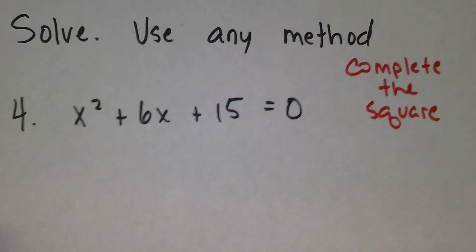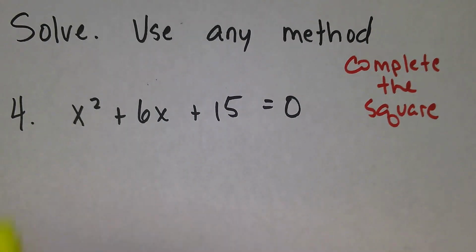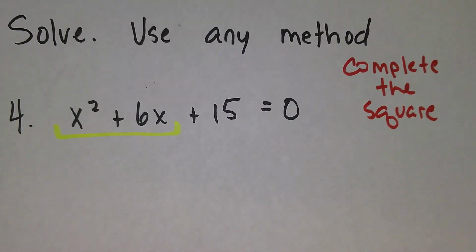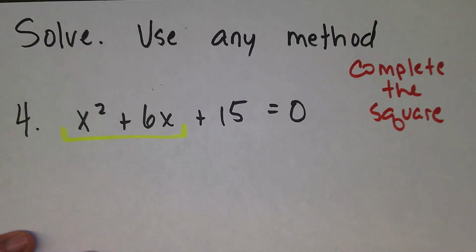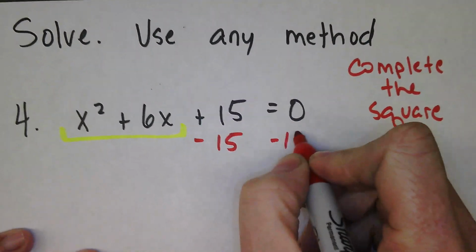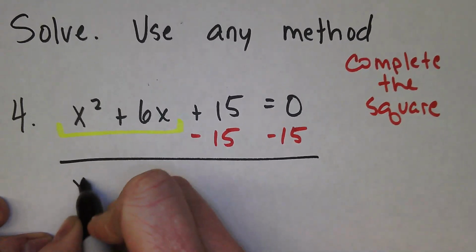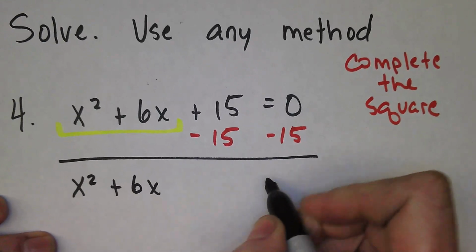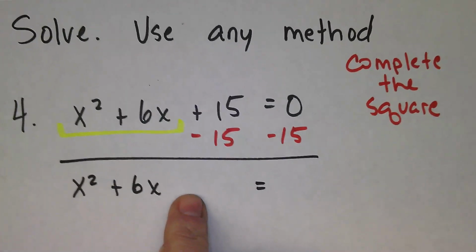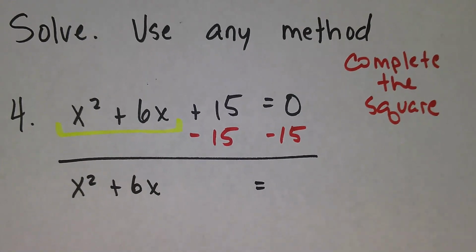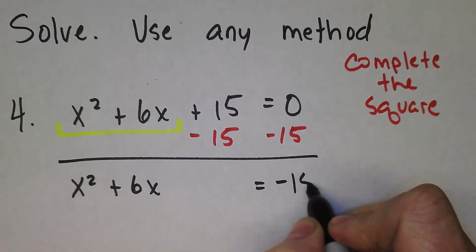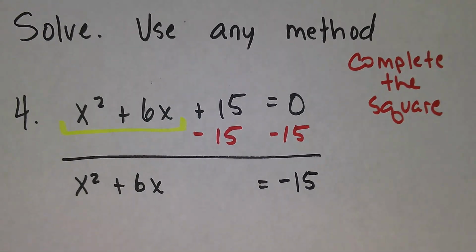So the first thing I want to do is isolate my x terms. I want these pieces by themselves. So I will subtract 15 from both sides. Subtract 15. And that's going to leave me with x squared plus 6x. And I'm going to leave a little bit of space here because when I complete this square, I'm going to end up adding a number to both sides. This is going to become a minus 15.